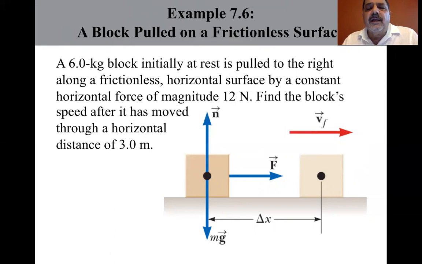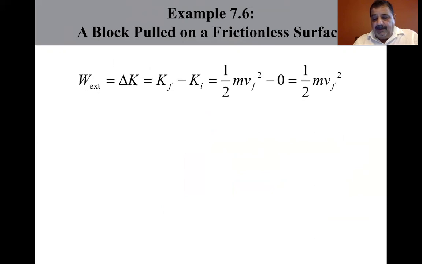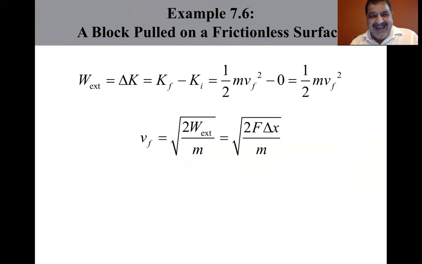So we have the ability to get this answer just from the equations of motion that we've already learned in the first few chapters. But we're going to use the work-kinetic energy theorem, so let's get started with that. The net external force acting on the block is the horizontal 12 newton force. We use the work-kinetic energy theorem for the block, noting that its initial kinetic energy is 0. We solve for Vf and use the equation for the work done on the block by F.